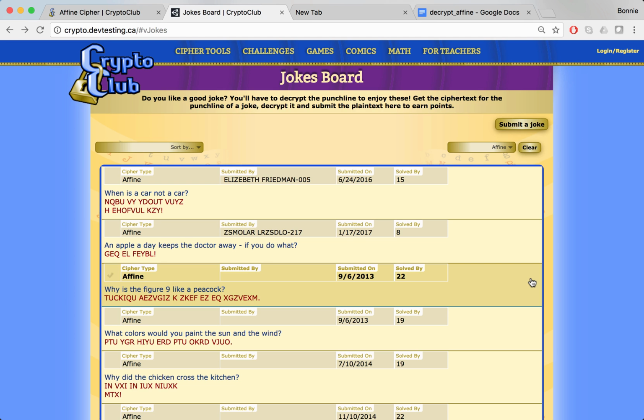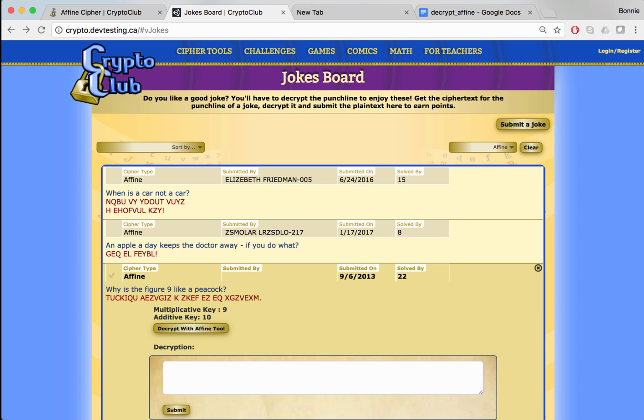First, we could build the Affine cipher table with the given multiplicative and additive keys, and then use that table to decrypt. Or we could directly decrypt each letter by reversing the steps to encrypt a message with an Affine cipher. In this video, we demonstrate the use of the second method.